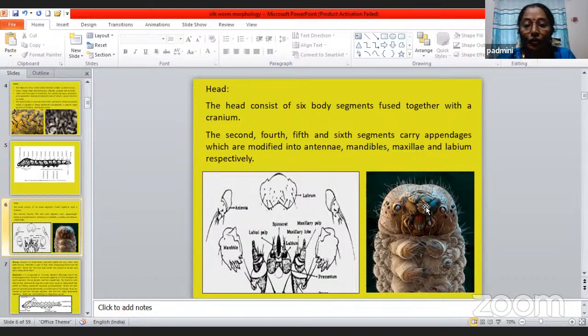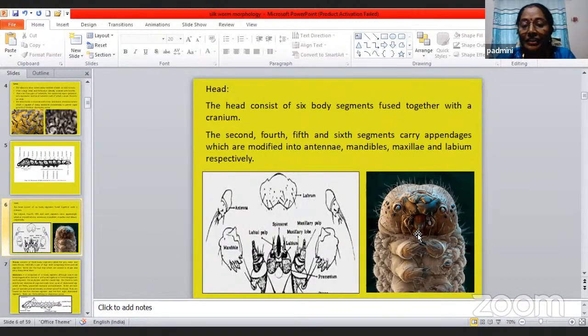So here, when you're going to talk, this is the labrum, that is the topmost part of the mouth parts over there. These two are the mandibles over here. These two are the antennae over there. Then you have the labium present over here with the maxillae on either side. Then you have the small, tiny labial palp on either side.